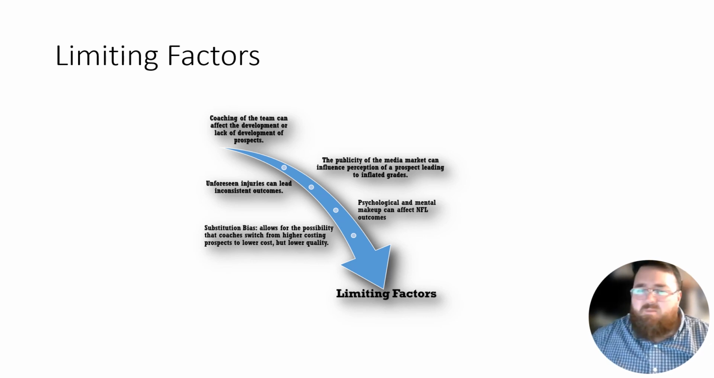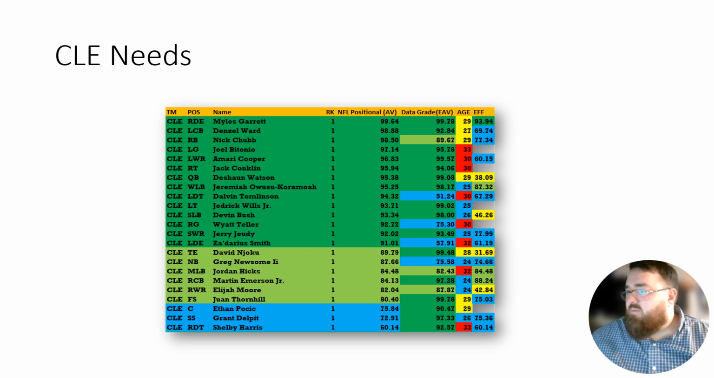So those are examples of things that can affect the data and make it less predictive or effective or mean as much. These are things that are outside of the parameters of it. Now, the Cleveland Browns' needs are this.